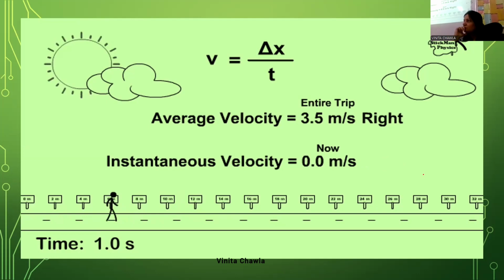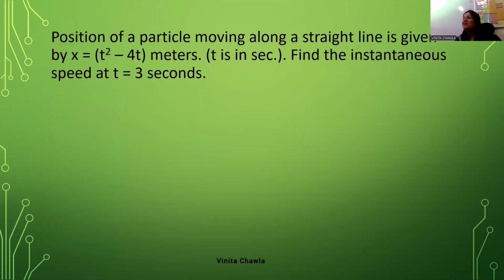Suppose total 14 seconds of travel. Yes, next we have a question. See, we had found out the distance and displacement for this question. Now we have to find instantaneous speed at t equals 3 seconds. x is given and we have to find instantaneous speed. Please do this question now. Write all the steps in the proper way.